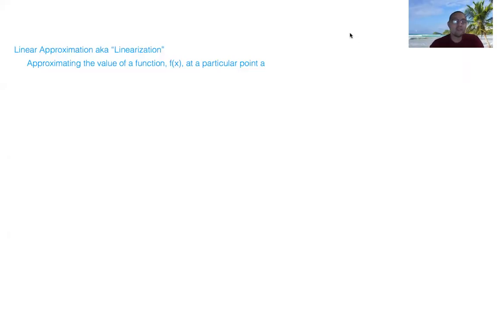What's going on, everyone? In this lesson, let's go over linear approximation. It's also called linearization, okay? This method allows us to approximate the value of some function f of x at a particular point a, meaning evaluating the function where x is a. To do this, there is a formula for the approximation, and it looks like this.